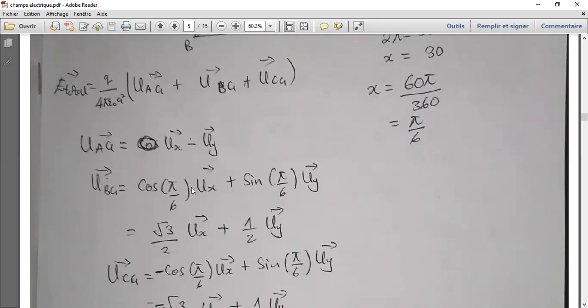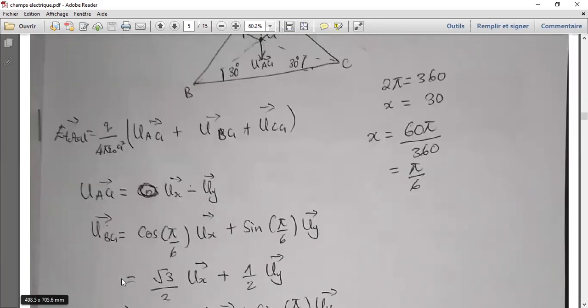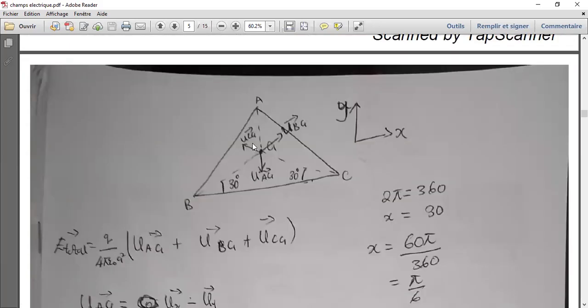So here, when you do cos pi over 6 on your calculator, you find it is equal to square root 3 over 2 ux plus sine pi over 6, which is 1 over 2 uy. This is your answer when you punch in the calculator. You got this one, put it aside, then you now calculate your CG. As I said earlier, the CG vector is going the other way around. So instead of going like this, it's going the other side like this.